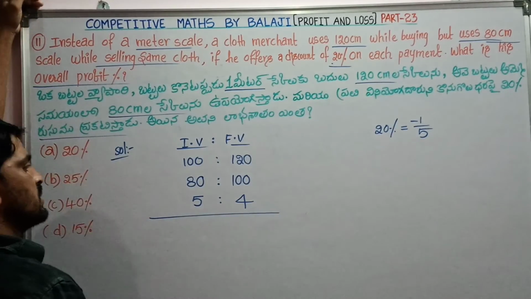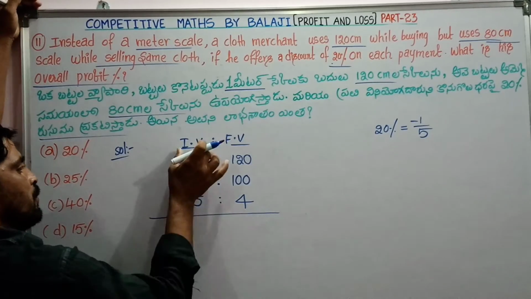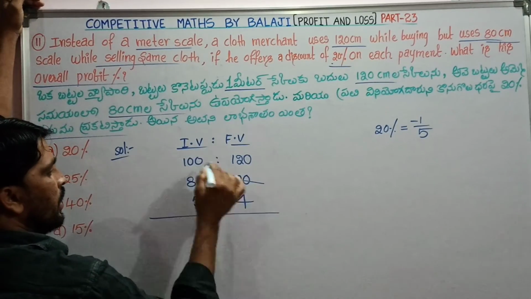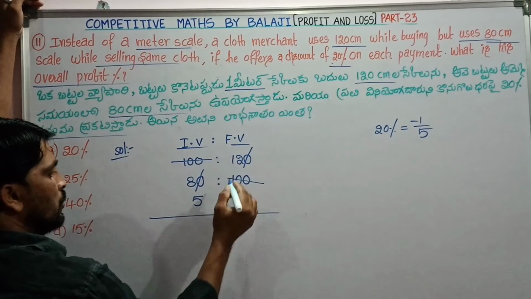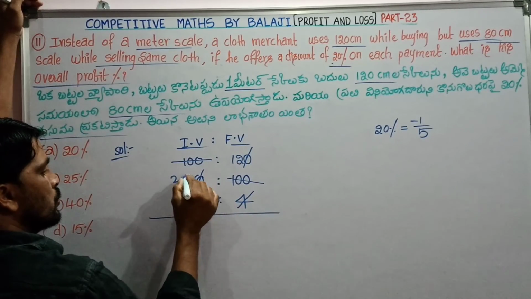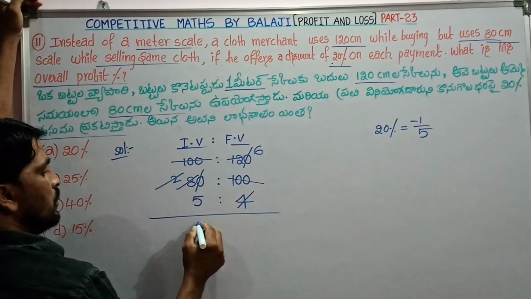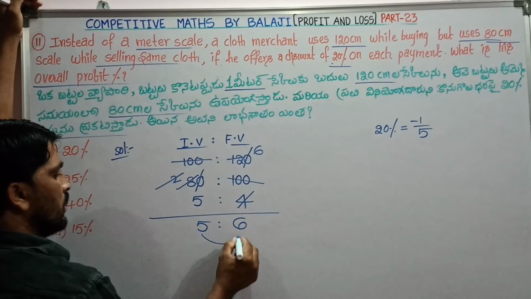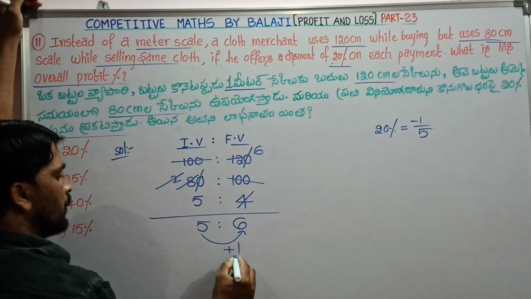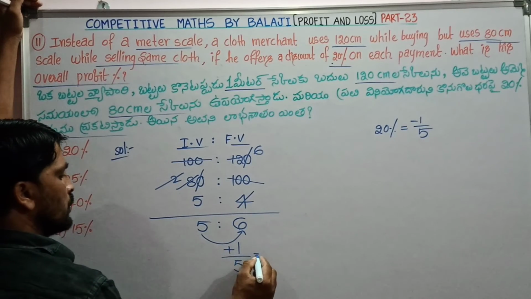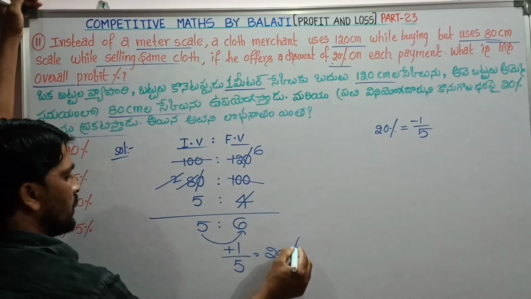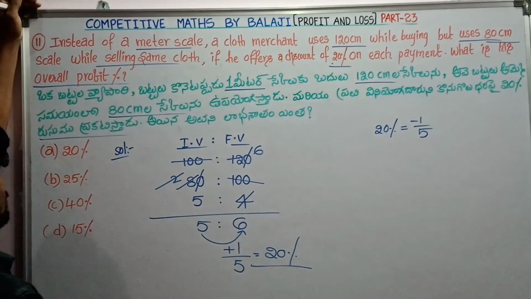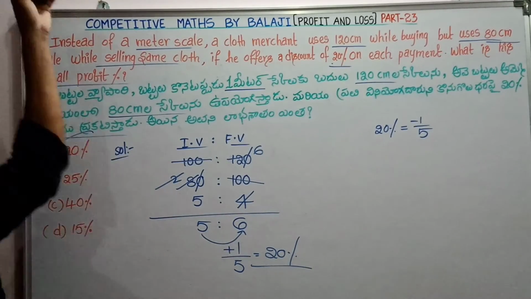Yes. Consider the net ratio of initial value to final value. 100 gets cancelled. 4 ones are 4, 4 twos are 2 ones are 2, 6. So the final ratio of initial value to final value is 5:6. That is, there is a 1 unit profit over 5. So his profit is 20%. Answer is A.